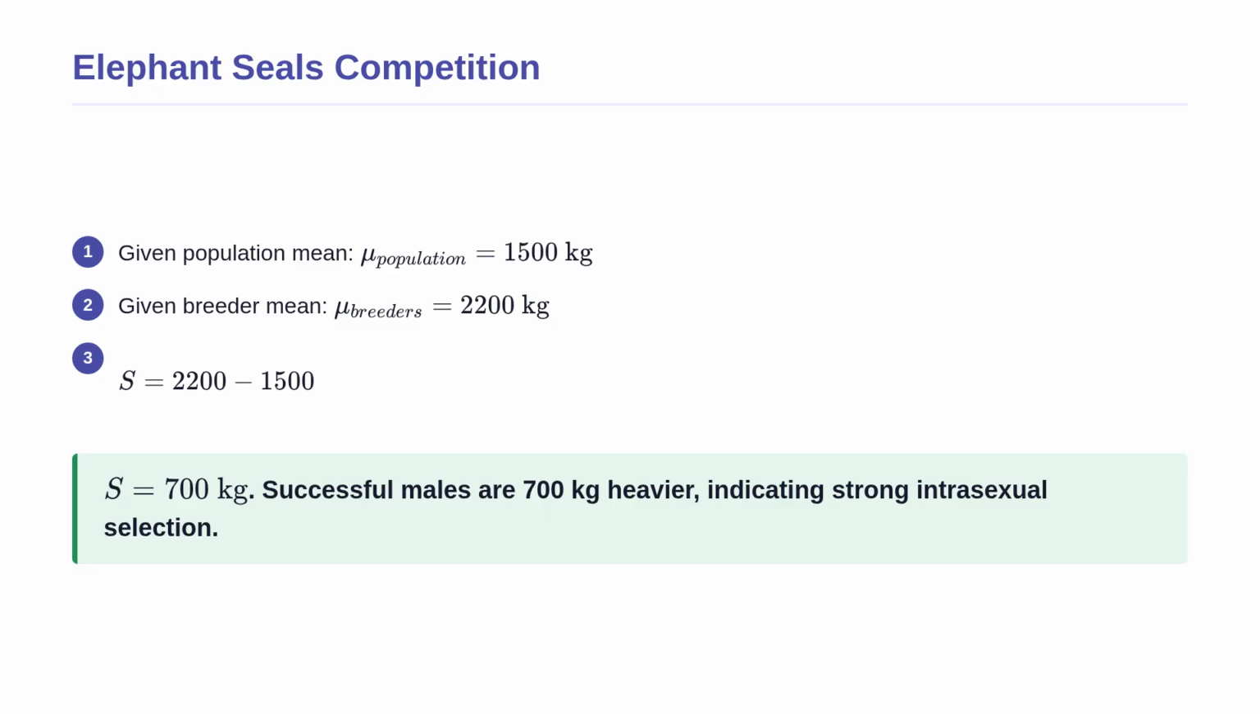Physically, this massive positive number means the reproducing males are 700 kilograms heavier than average, perfectly explaining why these seals have evolved to be gigantic.